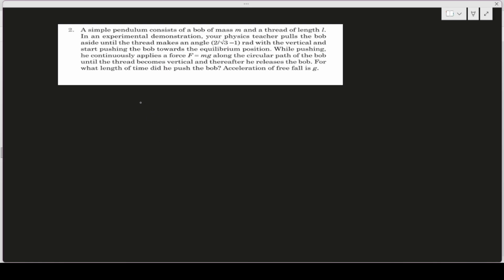So in this problem, there's a simple pendulum. This bob is of mass m, and this thread is of length L. A physics teacher pulls the bob until the thread makes an angle 2 by under root 3 minus 1 radian with the vertical. So this bob is pulled until this thread makes angle theta naught, and theta naught equal to 2 by under root 3 minus 1.